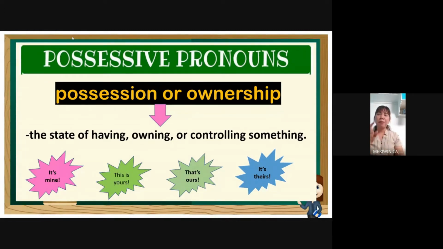Okay? For examples of that is, it's mine. Okay? If you use these words, it's mine, that means you are owning, you are controlling over something. Okay? Another one is, this is yours. That's ours, and it's theirs. So that is the meaning of possession or ownership. Meaning you have it, you own it, you control it. Okay? Do you understand that?